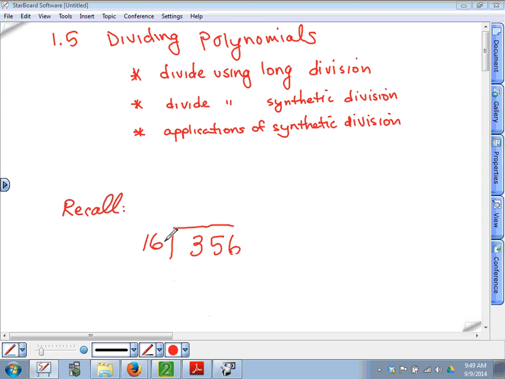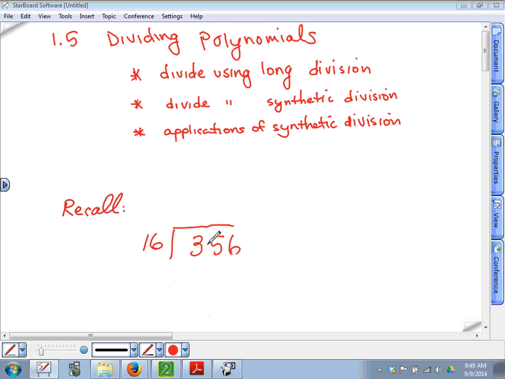16 doesn't go into 3, right? 16 doesn't go into 3, does it? Close. Really close. Not 56, it's these two here. The 35. How many times does 16 go into 35? How do we know it's twice?